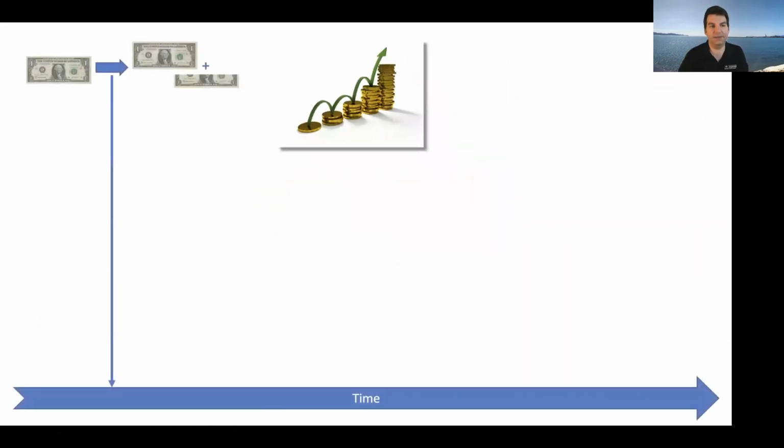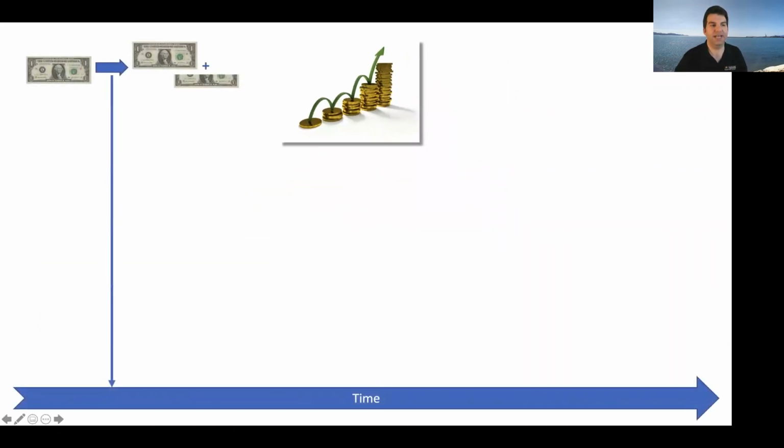So if we put that on a timeline, we start out with a certain initial balance. Every dollar that is in our account becomes a dollar plus a fraction.